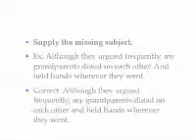You can also supply the missing subject. Example, although they argued frequently, my grandparents doted on each other and held hands wherever they went. The phrase, and held hands wherever they went, is a fragment. Correct it by saying, although they argued frequently, my grandparents doted on each other and held hands wherever they went, and thereby you've made it one sentence.